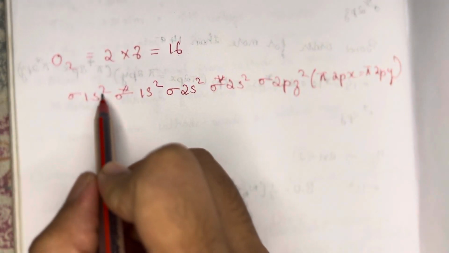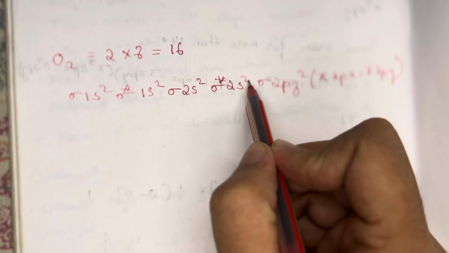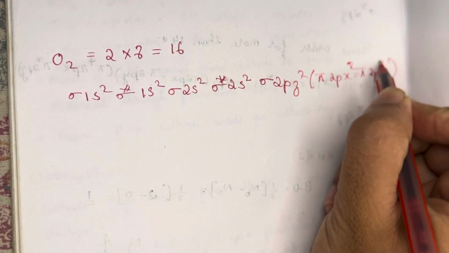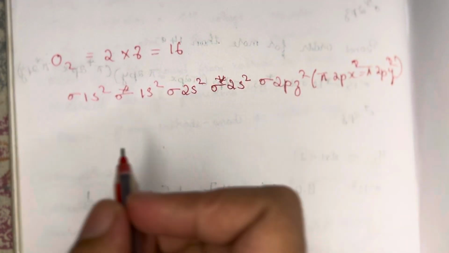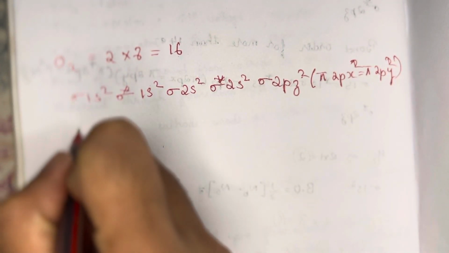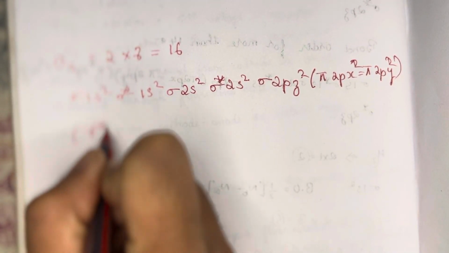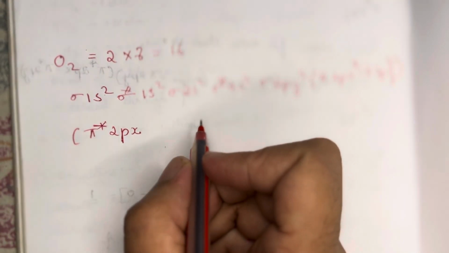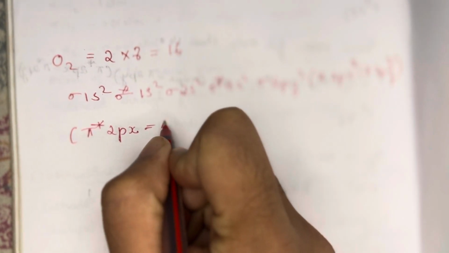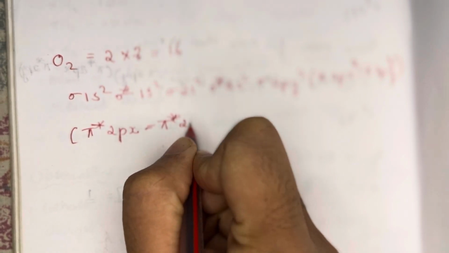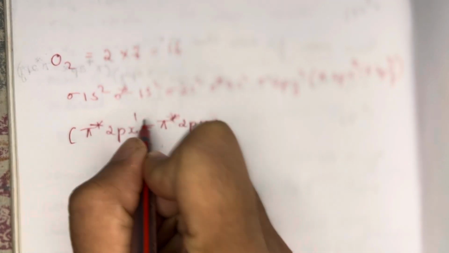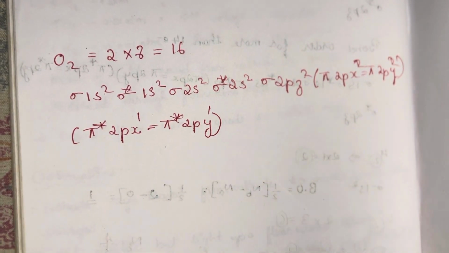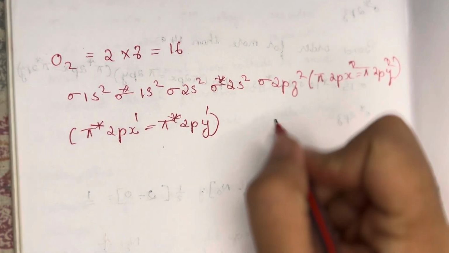So now count: 4, 6, 8, 10, 11, 12, 13, 14, and again 2 more electrons should be filled. So it is pi star 2px and pi star 2py, 1 each. Okay, so now totally it is 16, right? Now totally 16, and now we'll be writing the Nb and Na.